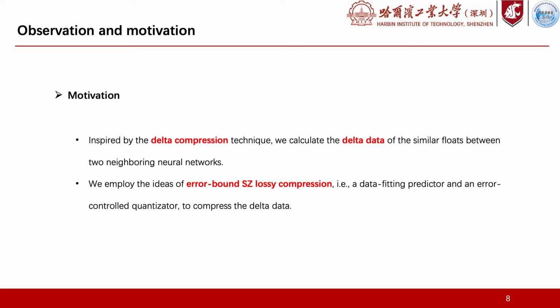Therefore, according to our observation, we present the motivation of this paper. First, inspired by the delta compression technique used in the area of backup storage, we calculate the delta data of the similar floats between the two neighboring neural networks. Second, we employ the ideas of error-bounded lossy compression, that is, a data-fitting predictor and an error-controlled quantizer, to compress the delta data while keeping the inference accuracy loss under control.